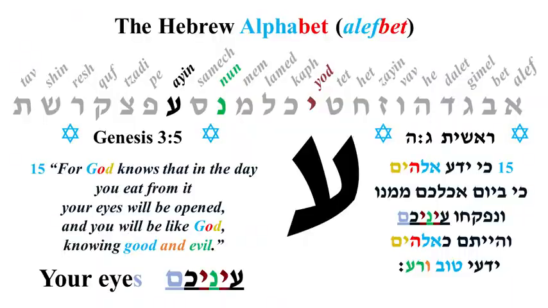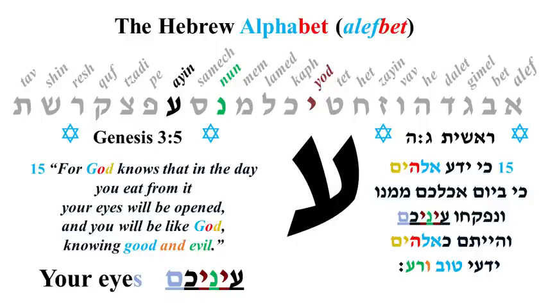Satan, the serpent, the Nachash, back in Genesis 3:5, he said, "For God knows that in that day you eat from it, your eyes, ayinim, will be opened, and you will be like God, knowing good and evil." Look how it says, your eyes.